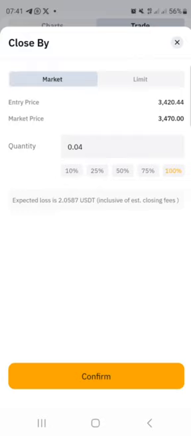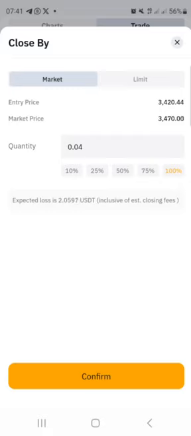That means it has not gotten to take profit, it hasn't gotten to stop loss, but you just want to close the trade. Maybe you've made enough profit, or you're making losses and you are scared, you don't want to make more losses, you just want to close the trade. So you just click 100%, then click confirm, and the trade will be closed.